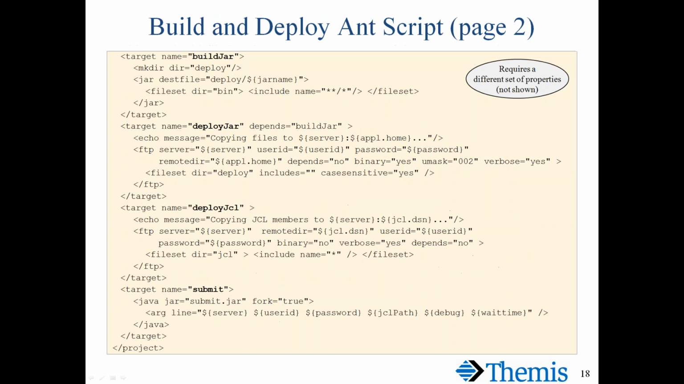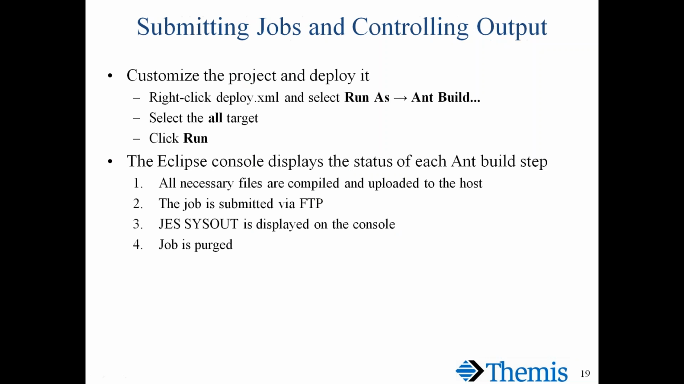And the other 4 steps are on slide 18, where the jar is built and deployed, and then JCL, which also resides on the workstation, is deployed, and ultimately the last target submits with the Java task to actually run the script. This is a very stripped down, simplified introduction to what an Ant script looks like.